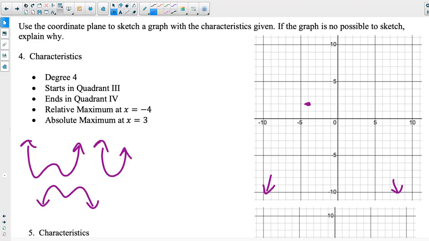Now the next one, it says I have an absolute max at x equals 3. So at x equals 3, I just need to go up higher than whatever -4 was. So I'm going to go right there. And that is also a turn. It has to be my highest point. And so then I draw.